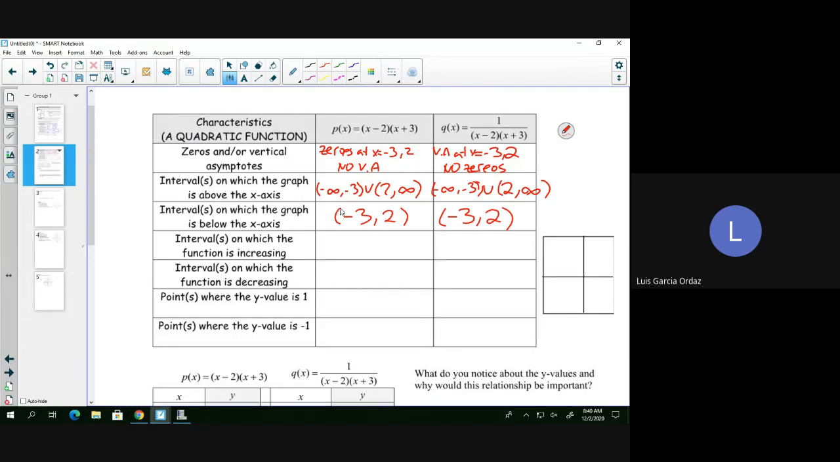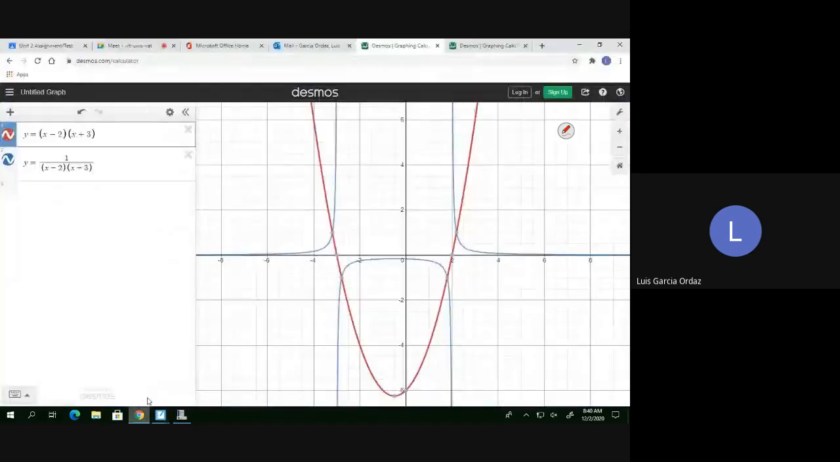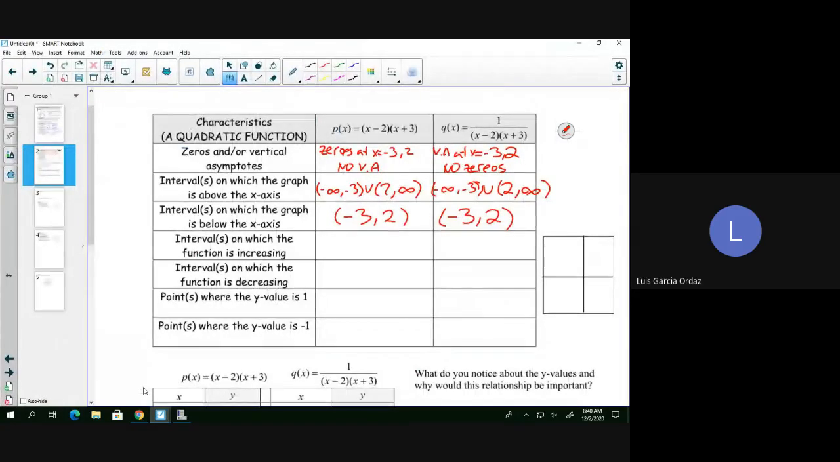Okay, now we have to ask ourselves, what are our intervals of increase? Remember, we're reading the graph from left to right. So for p of x, which is the red graph, where are my intervals of increase? Negative half to positive infinity. So negative 1/2 to positive infinity. For parabolas, the interval of increase usually comes where the vertex hits and then to the right of it. That would be the interval of increase.